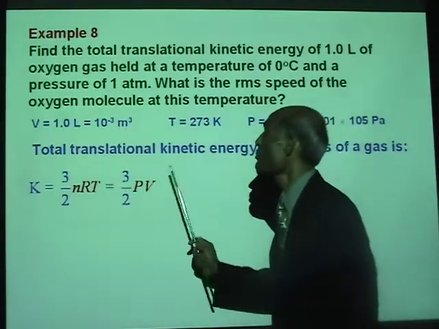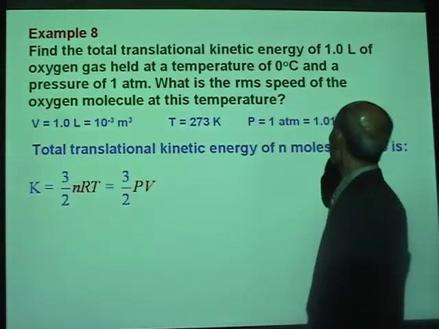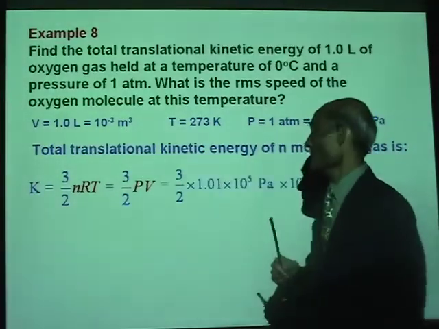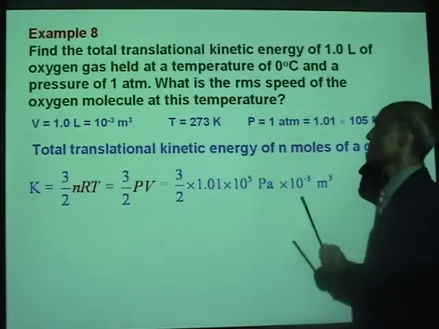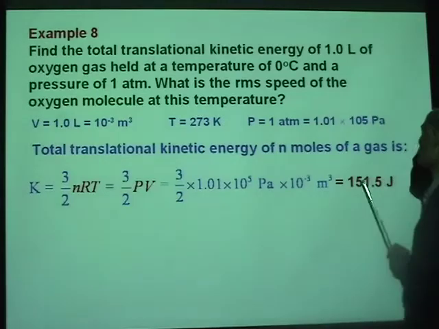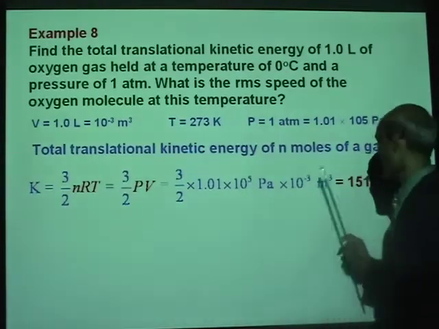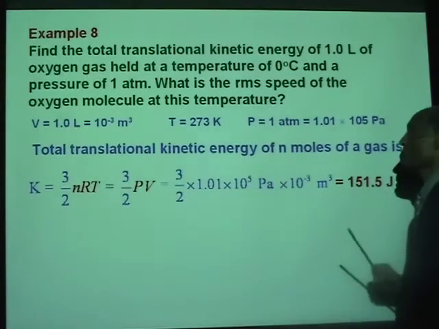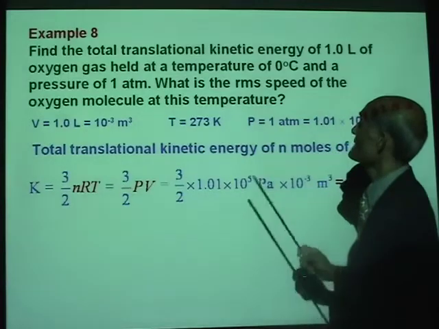And now you see why the unit has to be volume in meter cube and pressure in Pascal. So pressure in Pascal, volume in meter cube gives you the kinetic energy in joules. Alright, that is 151.5 joules. We found the total translational kinetic energy.